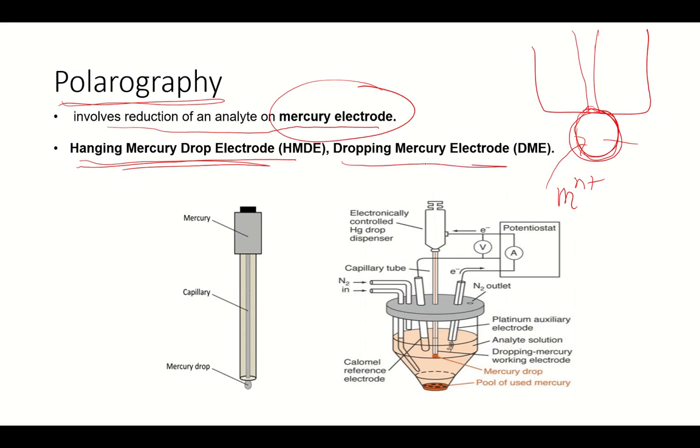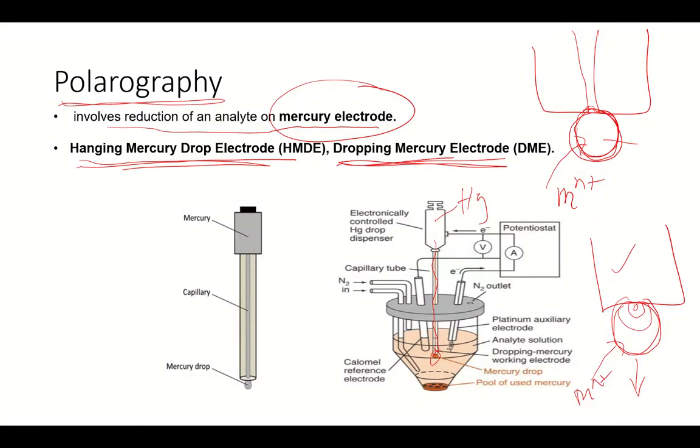Now for dropping, so this is the mercury reservoir containing mercury. It will issue through this capillary, starting from the smallest, becoming bigger until the biggest, and then it will fall down. So this is called the dropping mercury electrode. The reduction of metal cation will take place on the surface of the dropping mercury. There are some advantages of using this, which will be discussed in part 2.